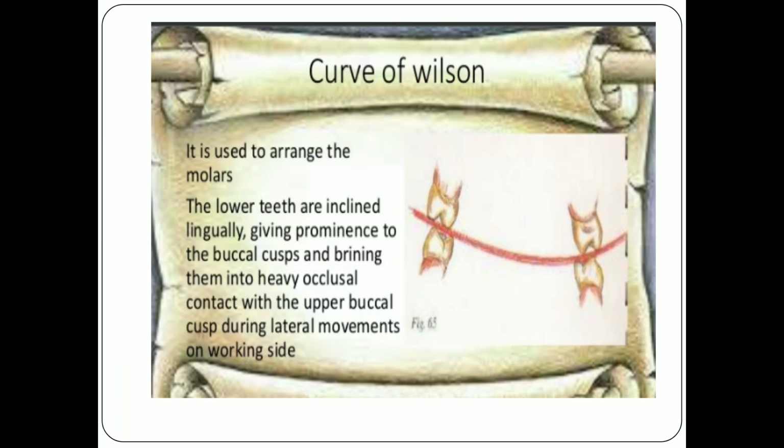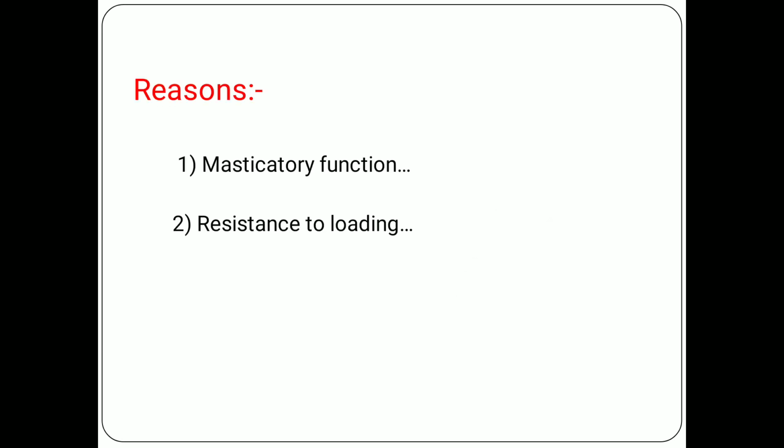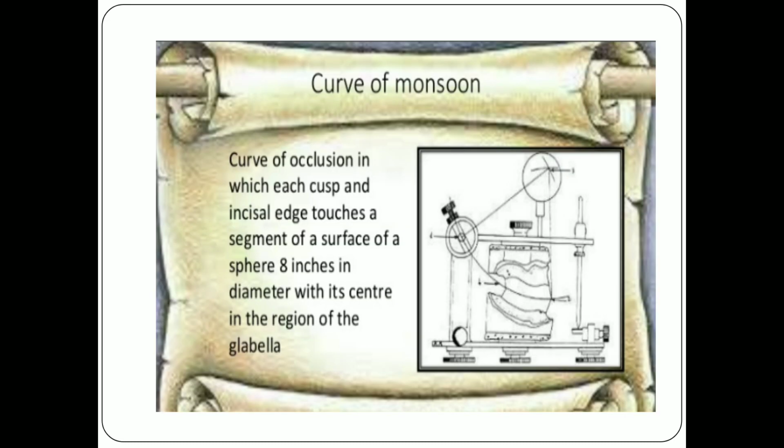Then coming to the mediolateral curve, it is nothing but the curve of Wilson. This curve of Wilson is usually arranged for the arrangement of molars. The lower teeth are inclined lingually, giving prominence to the buccal cusps and bringing them into heavy occlusal contact with the upper buccal cusps during lateral movements on the working side. Or it is a mediolateral curve that contacts the buccal and lingual cusp tips on each side of each arch. Right? This is the curve of Wilson. The main reason is that it helps in masticatory function and resists functional load.